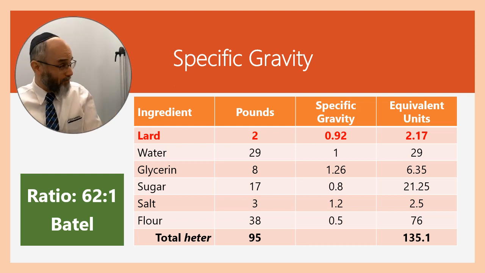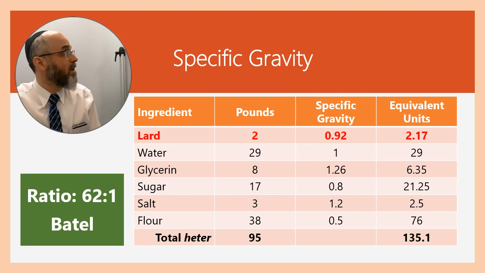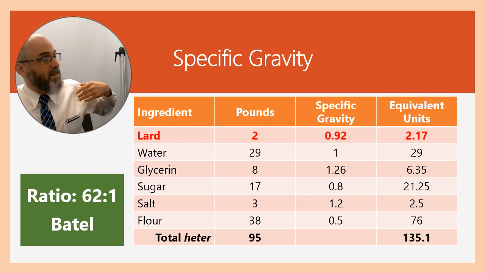And if we did it by the specific gravity, if we looked at the volumes of it, it turned out that it was the opposite. It was batel. Now this is, in this case, it came out as a kula.